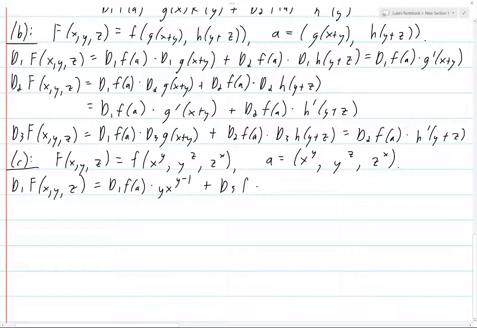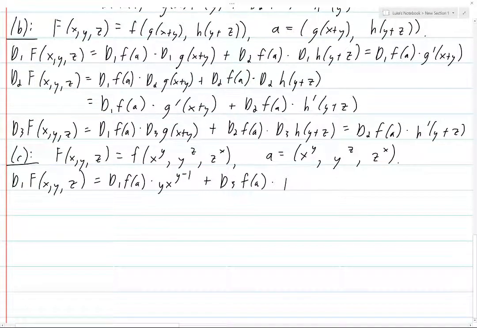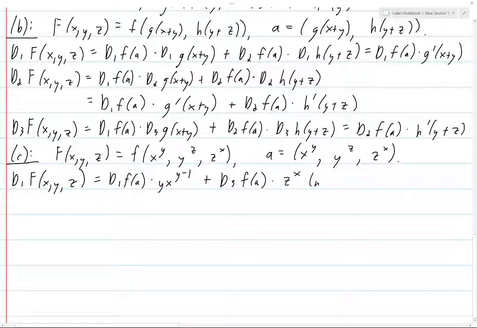So we get d3 f of a times the derivative with respect to x of z to the x. So assuming that z isn't 0 or anything, we're going to get z to the x natural log of z. Also assuming z isn't negative. Well, if it is negative, I think there's something you can do using complex numbers or something. I don't know. Don't worry about it. Just assume everything works nicely.